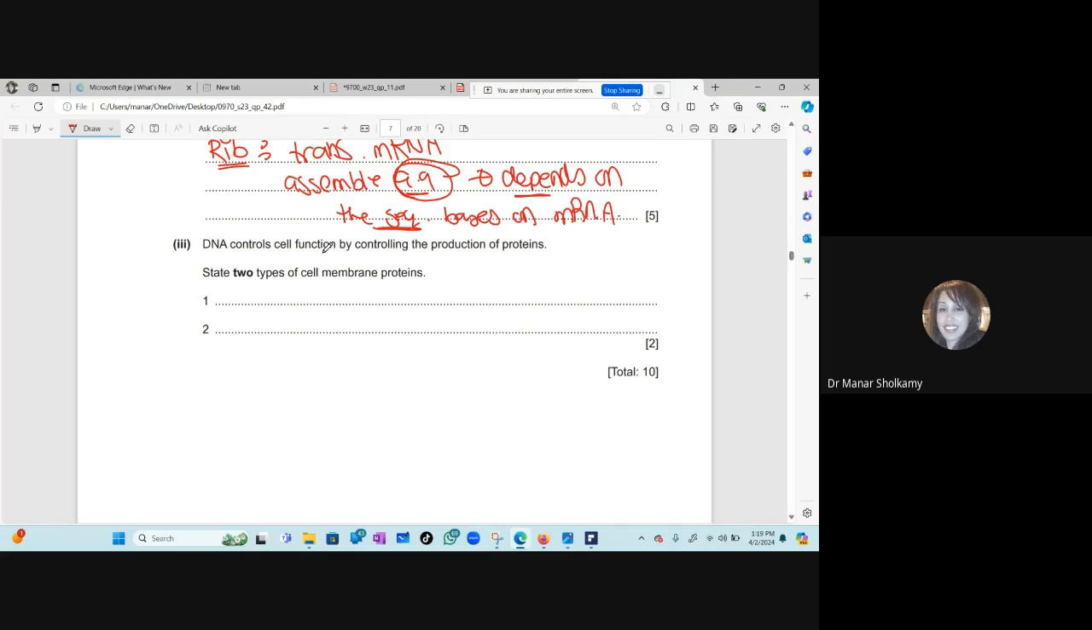State 2 types of cell membrane proteins. What are types of proteins that can be found on the cell membrane? Now this is easy. What protein can be found on the cell membrane that will receive a hormone or a neurotransmitter? What will you write? Can we say enzymes? Yes, of course. Enzymes can be structural proteins, and receptors are proteins. Antibodies are proteins. You have lots of proteins.